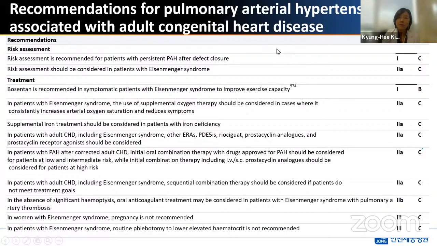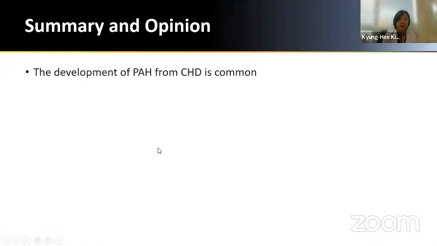However, there is little evidence on combination therapies of PH-targeted therapy in congenital heart disease. And to close the defect, we have to do risk assessment. Risk assessment should be considered in patients with Eisenmenger syndrome. Also, in women with PAH and congenital heart disease, pregnancy is not recommended. And also some vaccination and emotional support we should consider.